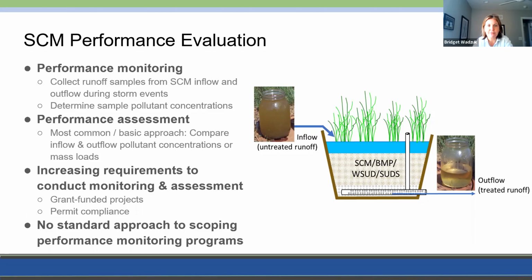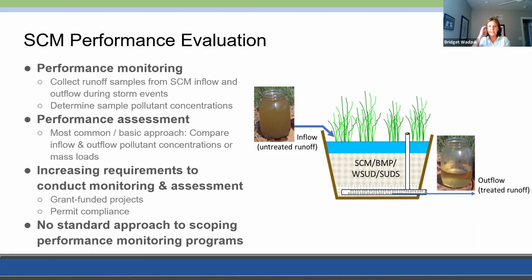So we can do a bunch of different types of performance monitoring, specifically where we're really collecting water quality runoff samples. So grabbing how much pollutant might be coming into our system, and then also looking at how much of that pollutant is making its way out of the system. We can look at this from both a concentration standpoint, and we can look at this from a mass standpoint if we can get flow monitoring in there as well.